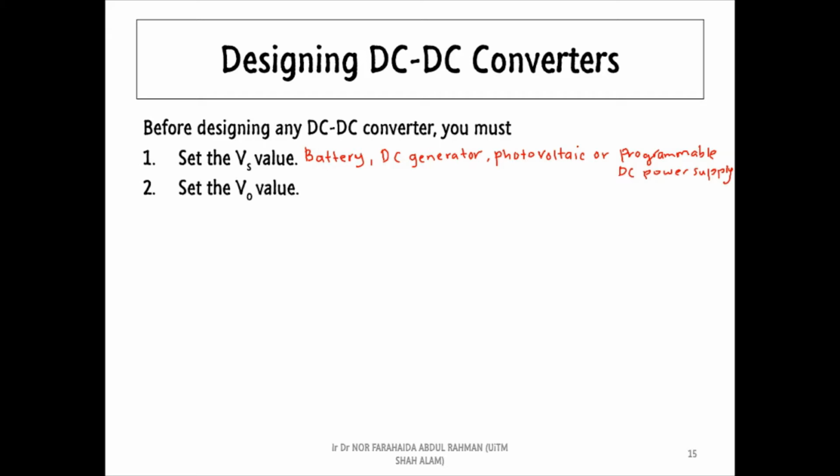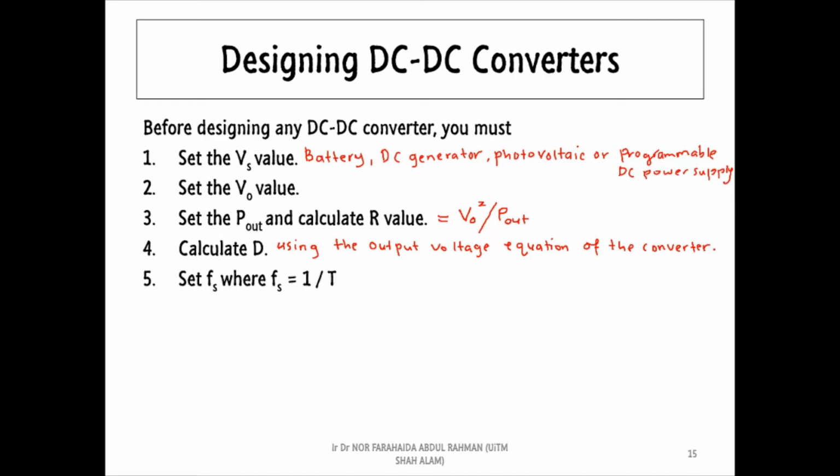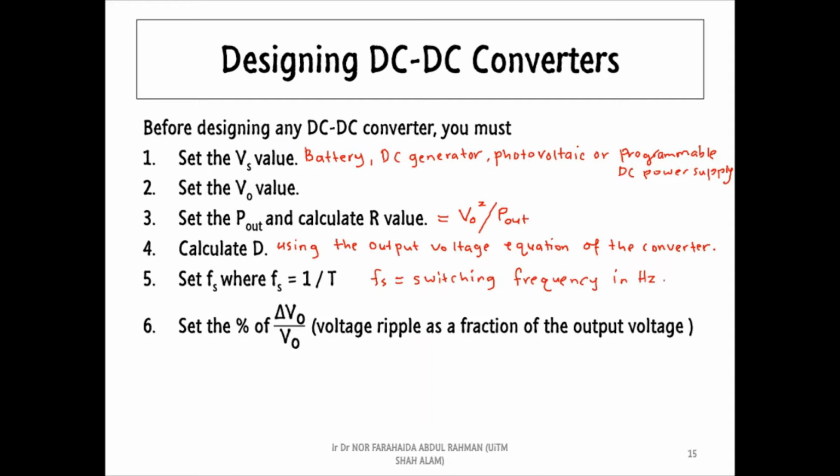Second, set the output voltage value. Third, set the output power of the converter and use it to calculate the resistive load value using this following equation. Next, calculate the duty cycle using the output voltage equation of the converter. Later, set the switching frequency of the controllable power switch. And lastly, set the percentage of the output voltage ripple of the converter.